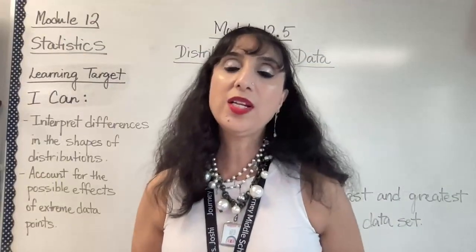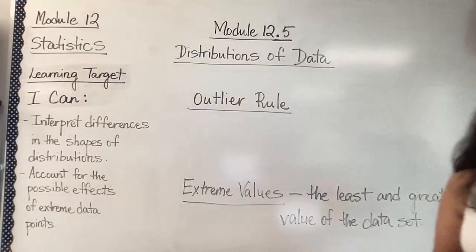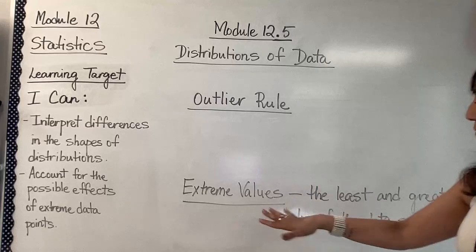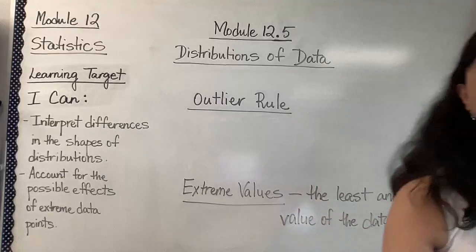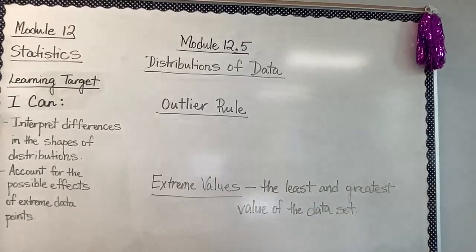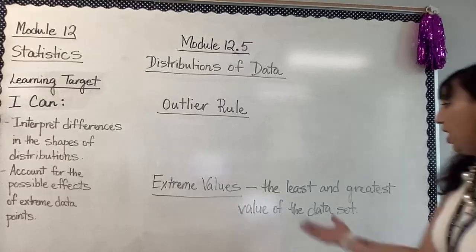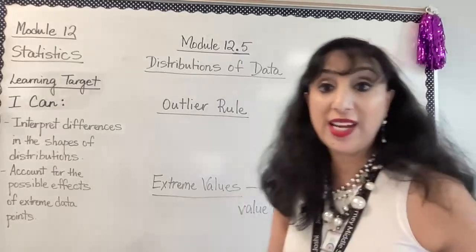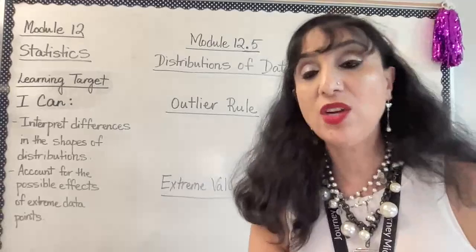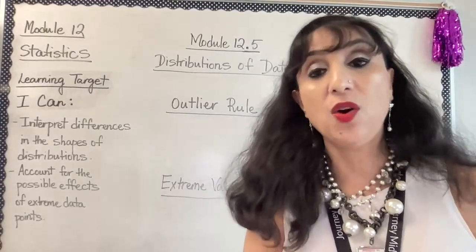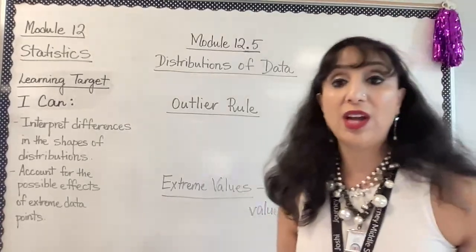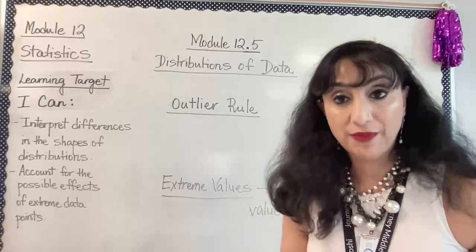So last thing, let's quickly talk about our extreme data points. And of course, we have extreme values. And extreme values are the least and greatest value of the data set. And these are, of course, the smallest or the largest in that data set, and that is what extreme values are. And then we have outliers. An outlier is a number which is way higher or way lower than the rest of the data set. And in order to calculate an outlier, we definitely have a rule, okay?